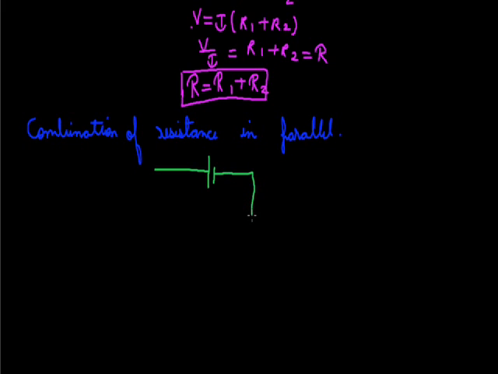This is a circuit diagram which shows the combination of resistance in parallel. The resistors connected in this circuit are said to be connected in parallel. The potential difference across each parallel branch remains the same. The current will be different through each branch.